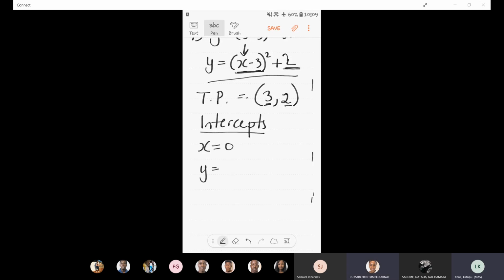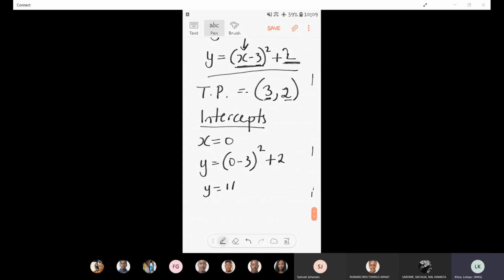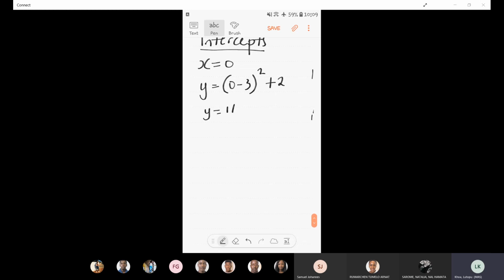All right. Then I substitute 0 there. So I get 0 minus 3 squared plus 2. So this is 9 plus 2. This means that y is equal to 11. And then the second one, we say y is equal to 0.